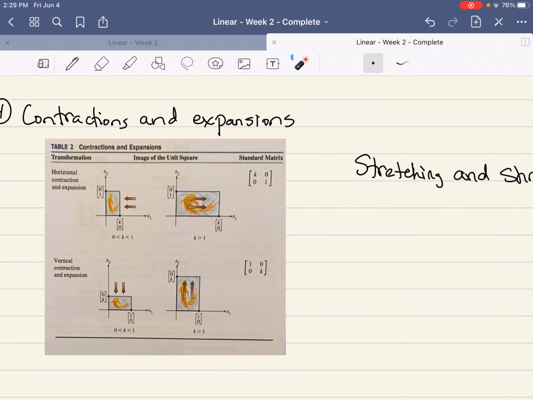Contractions and expansions are stretching and shrinking along the x and y axis appropriately. So if your k here is small, you would do a shrink. And if k is large, you would do an expansion. Same thing here: shrink if k is small, between 0 and 1, and expand if k is bigger than 1.